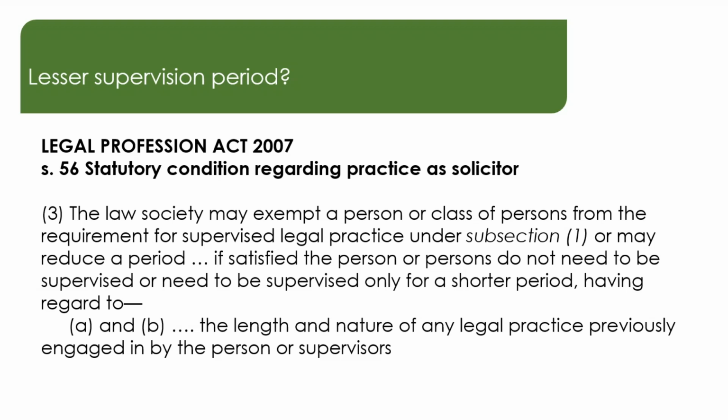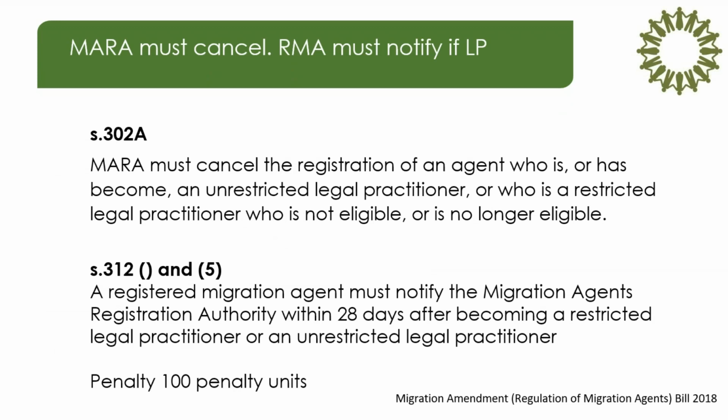So for those lawyers who have practiced as migration agents for a long time without getting an unrestricted practicing certificate, the Law Society may exempt a person from the supervised legal practice requirement, or may reduce the period having regard to the length and nature of any legal practice previously engaged in by the person or their supervisors. So that's a possibility, but I haven't asked the Law Society whether that would happen, but that is in the regulation, in the Act. So back to the changes coming if the bill passes.